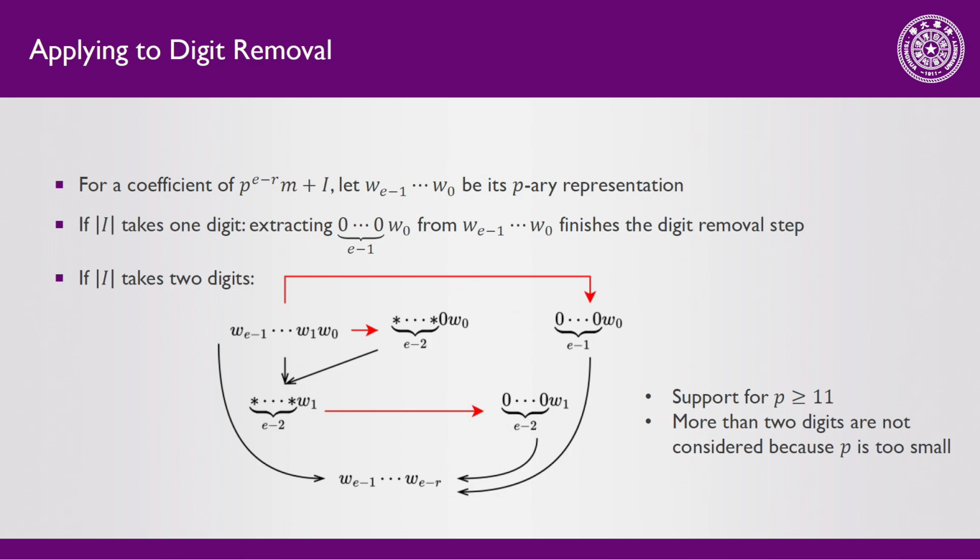The red arrows stand for polynomial evaluations that can be accelerated with the null polynomials, and the black arrows mean linear combinations. We do not consider the cases where I has more than two digits because now we already support a wide range of p, with p no less than 11. And if I has more than two digits, p will be too small in that case, so the degree of our null polynomial may be higher than the original digit extraction polynomials, and they will be ineffective.